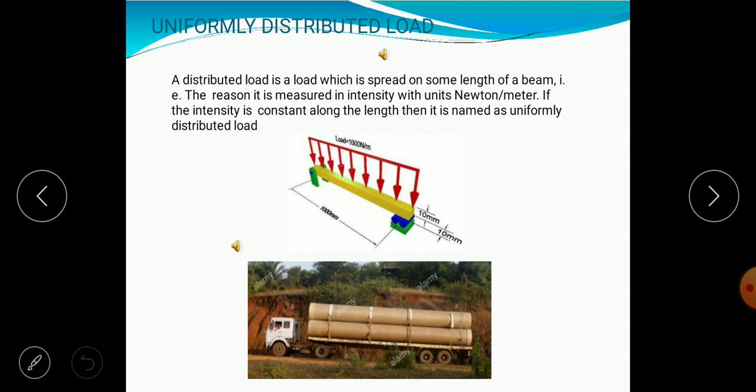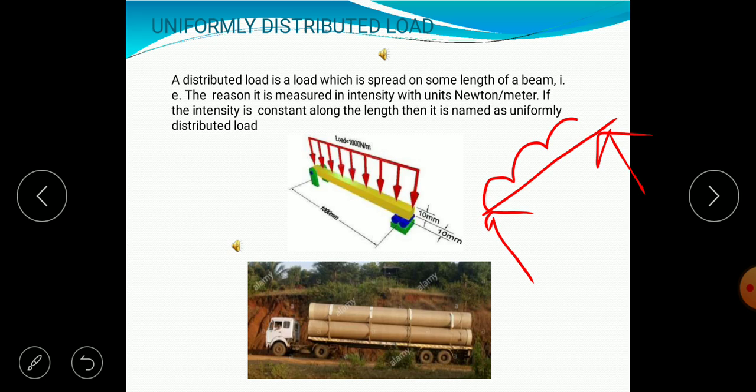If we discuss uniformly distributed load, let us take a simply supported beam. If a load is acting in this manner, meaning at every section the intensity of the load acting is the same, then that sort of load is known as uniformly distributed load. Here if you observe this figure, where this wooden log is placed on the truck of a vehicle, at every section of this truck the intensity of the load is the same, so this sort of load is known as uniformly distributed load.